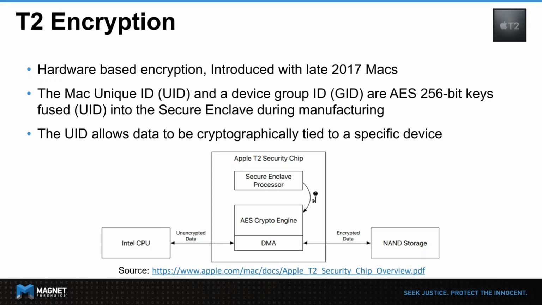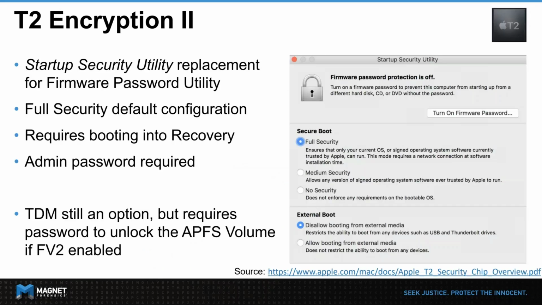Now, with the T2 chip encryption, we have some more difficulties, especially for the law enforcement sector, who might not have institutional recovery keys or iCloud recovery keys that they readily have access to. So that being said, we have the Startup Security Utility, which you get access to by going into recovery mode. The Startup Security Utility is kind of the replacement for the firmware password utility, which you can see here on the right-hand side of the screen.